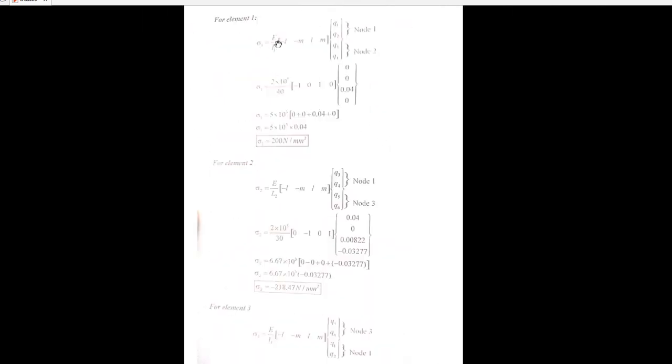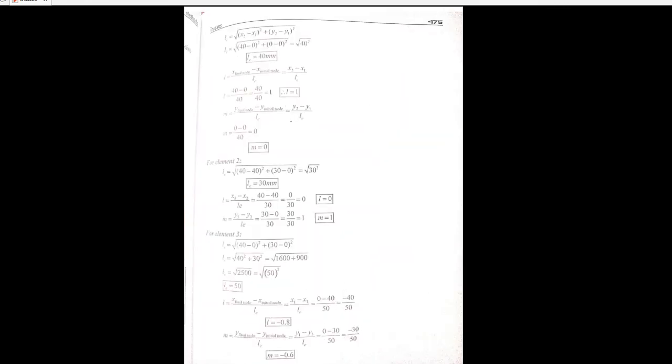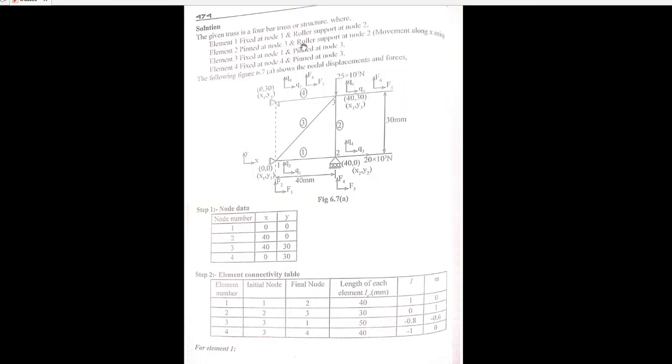See, sigma 1 is E by L1 times minus L minus M, L M. Element 1 belongs to which nodes? 1 and 2. Therefore, corresponding nodal displacements are Q1, Q2, Q3, Q4. L1 is 40, L is 1, M is 0. Substitute here: Q1 is 0, Q2 is 0, Q3 we got 0.04, Q4 is 0. Correct now?